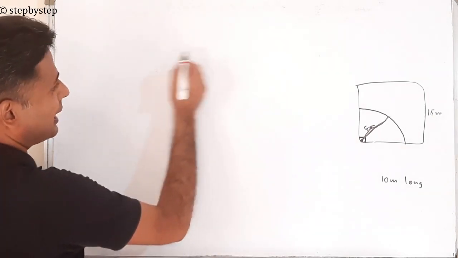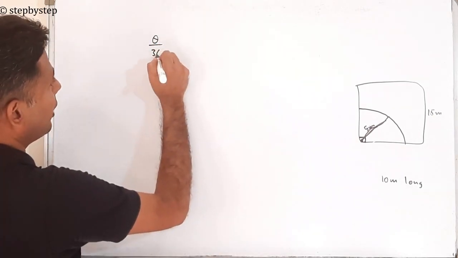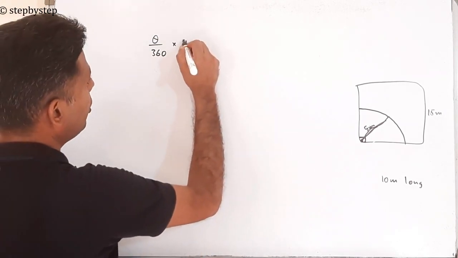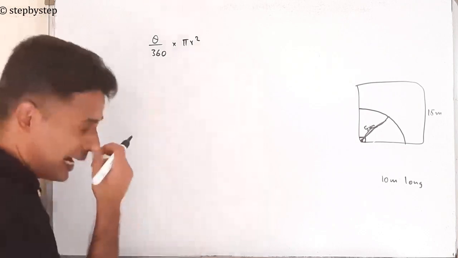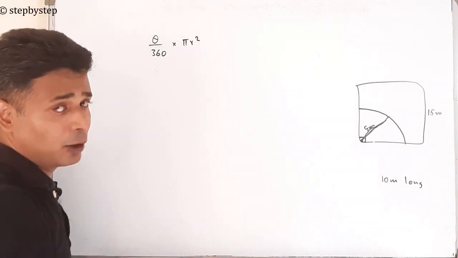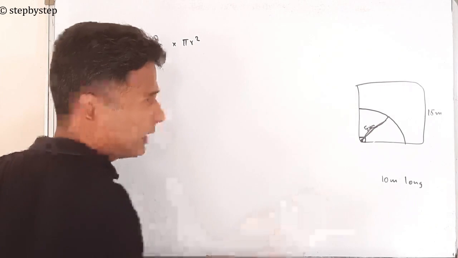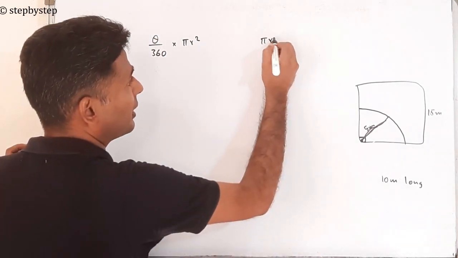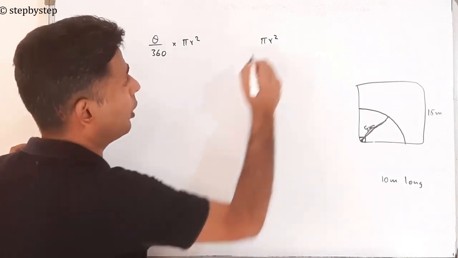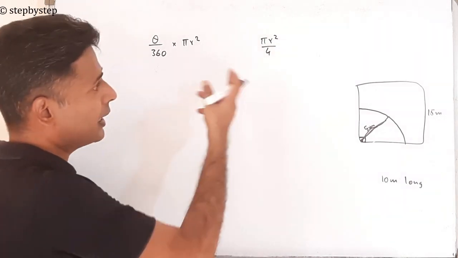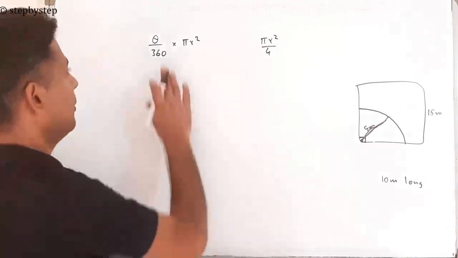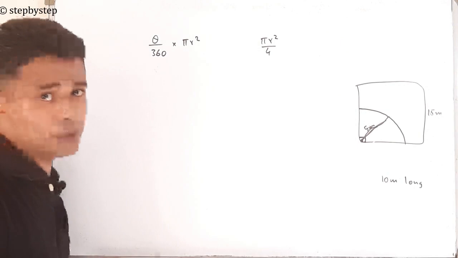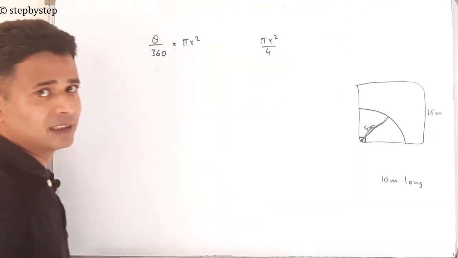So the area of a quadrant is, a quadrant is nothing but a sector, so theta by 360 into pi r square. Actually guys, there is a direct way also to do it. Since a circle is made up of 4 quadrants, the area of one quadrant will be pi r square by 4. You can do it directly like this as well, but it's better to use the formula, because maybe some teachers may not accept you doing it this way.